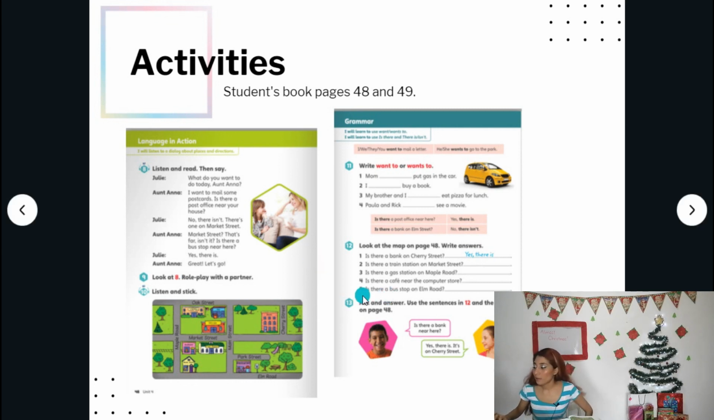Now, and number 4, is there a cafe near the computer store? Ahora, no nos vamos a fijar en las calles, sino en los demás lugares. ¿Hay un café cerca de la tienda de computadoras? We have. Tenemos que encontrar the computer store and then look if we have a cafe. Number 5. Is there a bus stop on Elm Road? We have Elm Road. Do we have a bus stop in here? Yes, there is. No, there isn't.